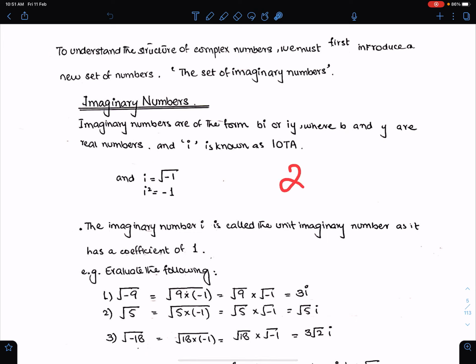So if you multiply 2 with i, you will get an imaginary number, and i square is minus 1. The imaginary number i is called the unit imaginary number as it has a coefficient of 1. You can read i as iota, and it is also called the unit imaginary number because its coefficient is 1.